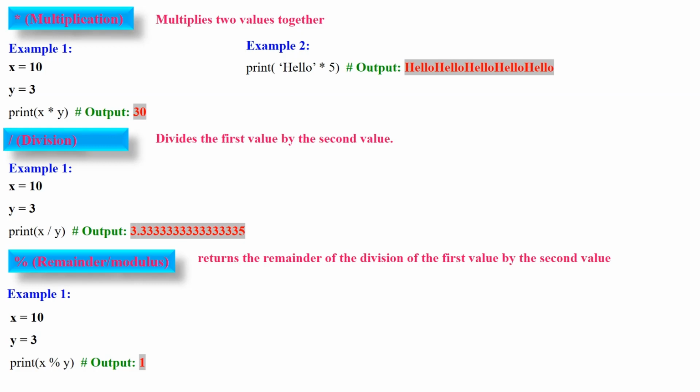Next arithmetic operator is remainder or modulus. It returns the remainder of the division of the first value by the second value. In example 1 of remainder or modulus, we assign the value 10 to the variable x and the value 3 to the variable y. Then, the expression x%y calculates the remainder when x is divided by y, resulting in 1. In this case, 10 divided by 3 equals 3 with a remainder of 1. Finally, the print function outputs the result, 1, to the console.